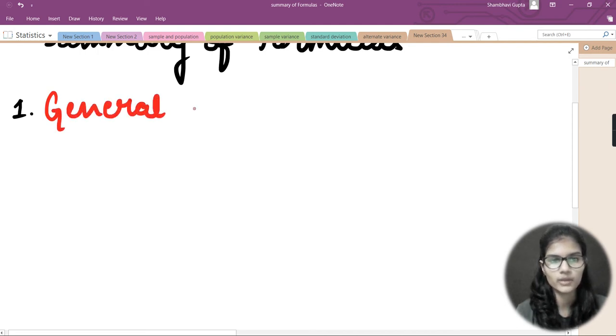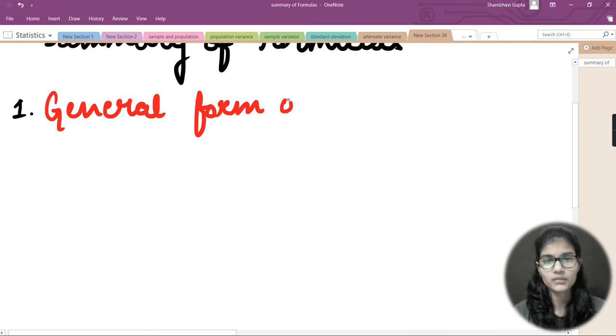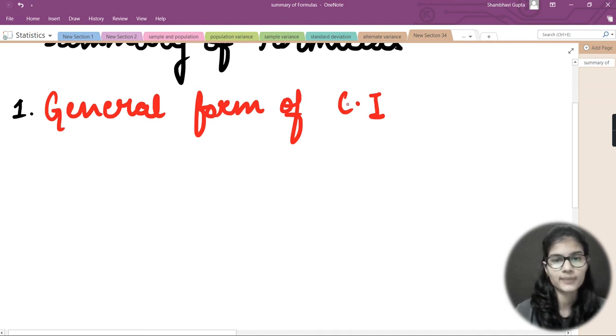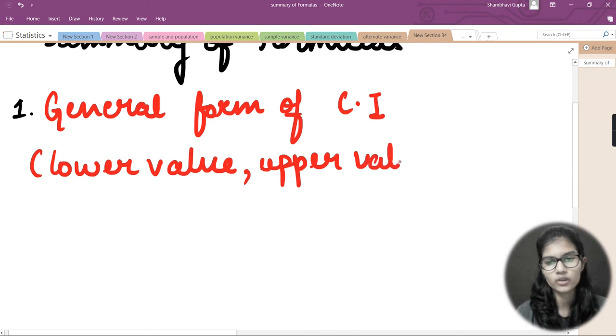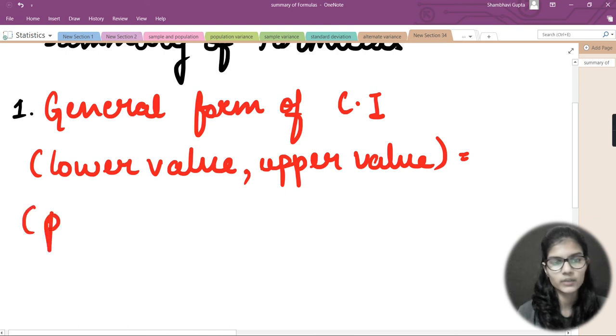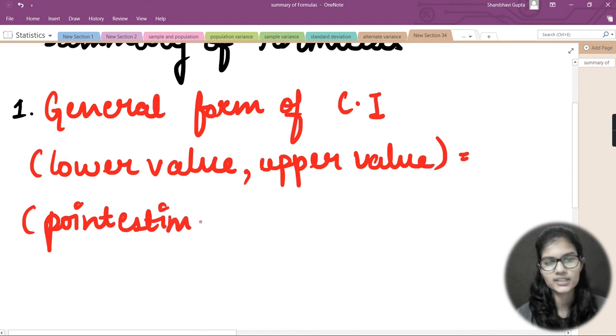What was the general form? I would write here: general form of CI, that is my confidence interval. I'm not going to write the whole thing here. So the general form for CI is, firstly we write the lower value at the very start, and after that we write the upper value. So lower value comma upper value is the form, and it is basically equal to the point estimate minus error bound.